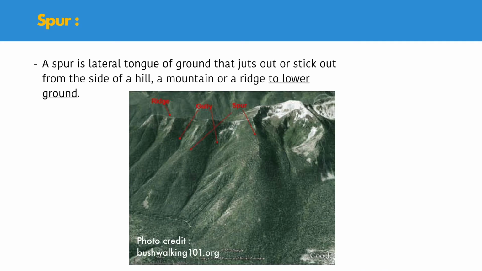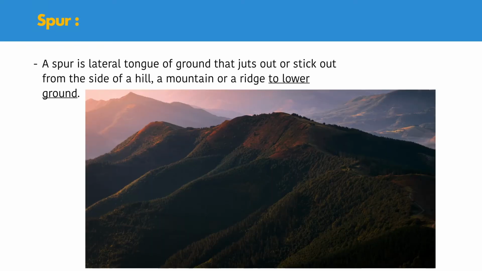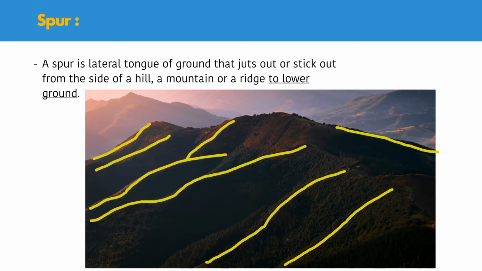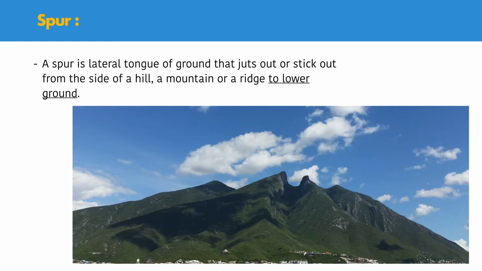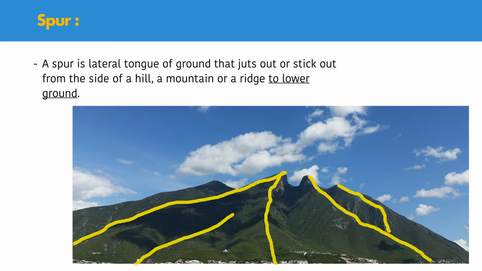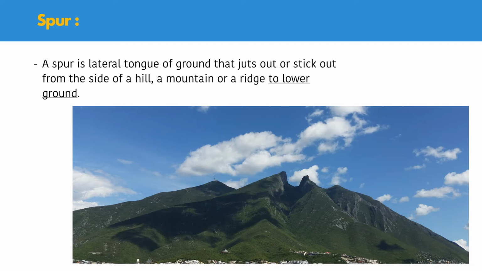This photo is self-explanatory. Gully is the bonus topographic term that we can learn from this photo, which is the lower ground between two spurs. Here we have multiple spurs that stick out from this ridge. Here we have clear spurs, and if you notice, there are some little houses on the lower ground.